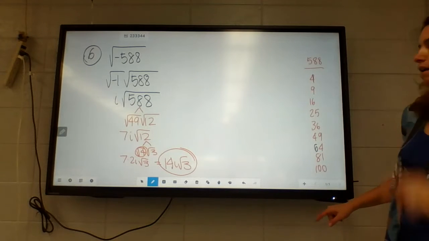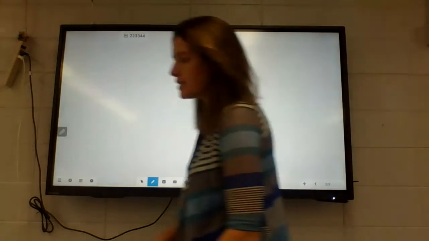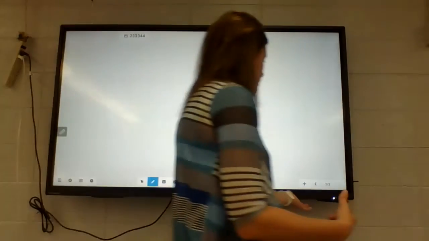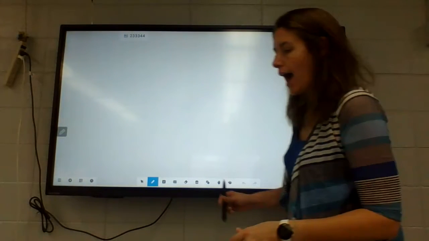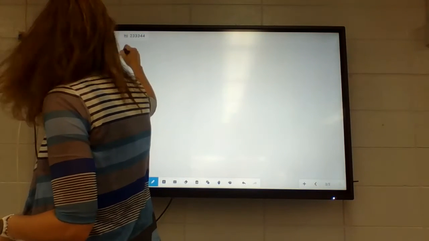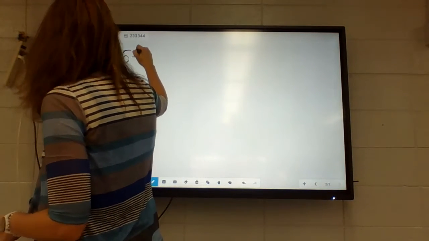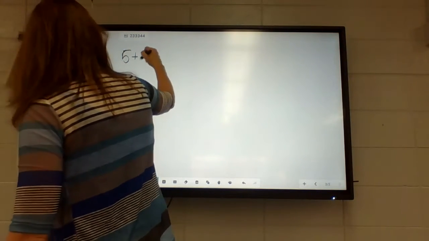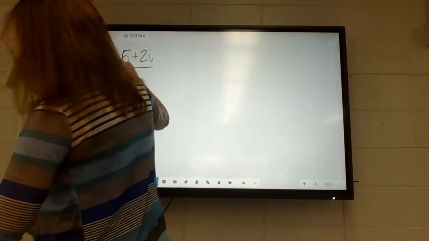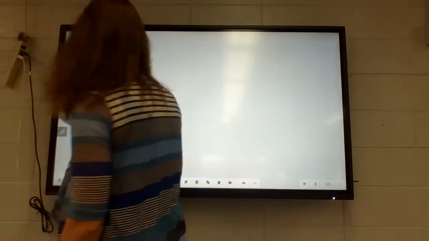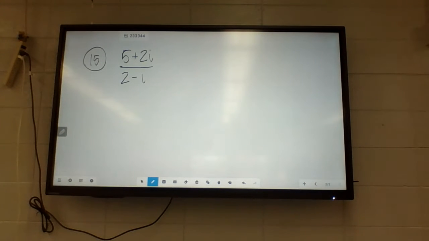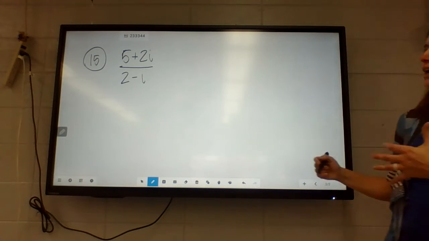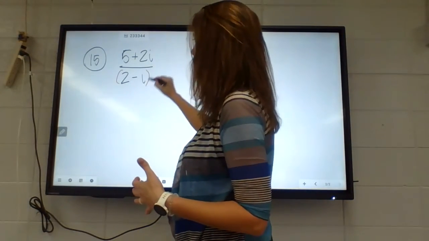All right, so we'll go to number 15, and 15 and 16 are both very similar to one another. We need to get that i out of the denominator, because we learned that i is essentially a square root, and we can't have a square root in the denominator of a fraction. So I need to get rid of the i, and what we use is called the conjugate. It's the opposite version of this.